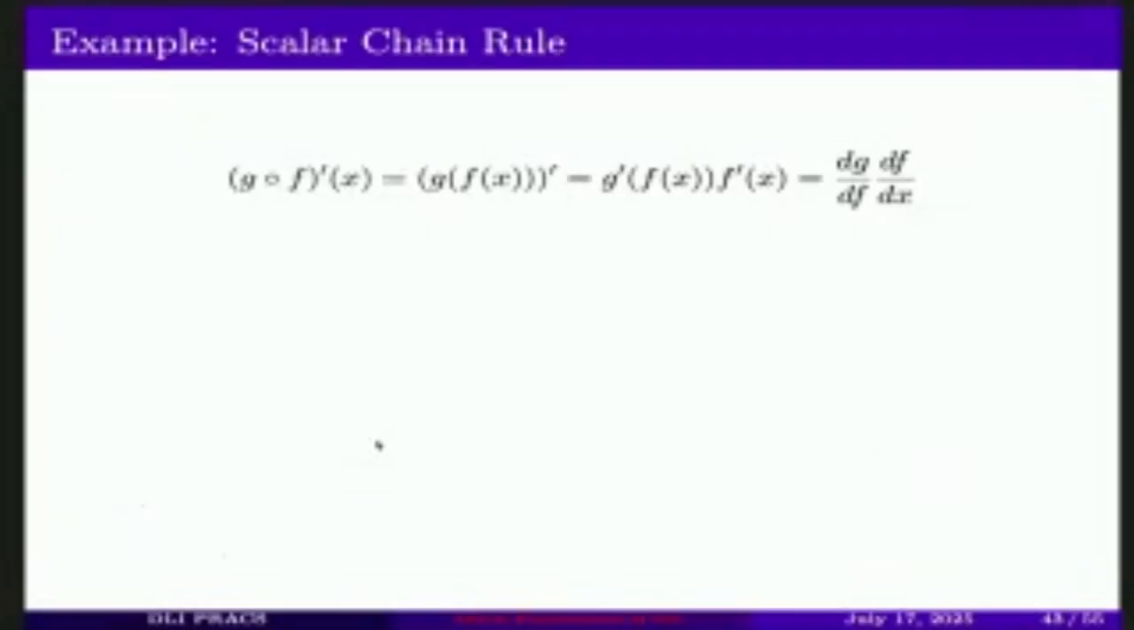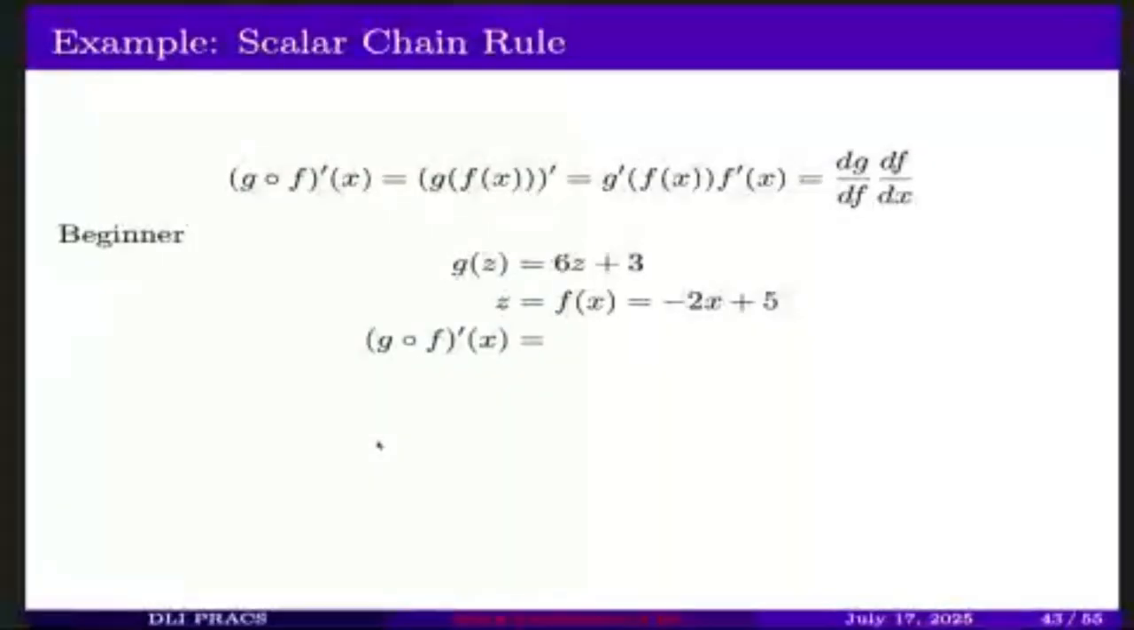Okay. And so these are usually different ways you will see this written. You have the composition of two functions, g and f. That essentially just means g applied to f of x. And usually we use prime to represent differentiation. So let's maybe take an example to see how the chain rule works. Let's say that you have this very simple function: g of z is equal to 6z plus 3, where z is minus 2x plus 5.